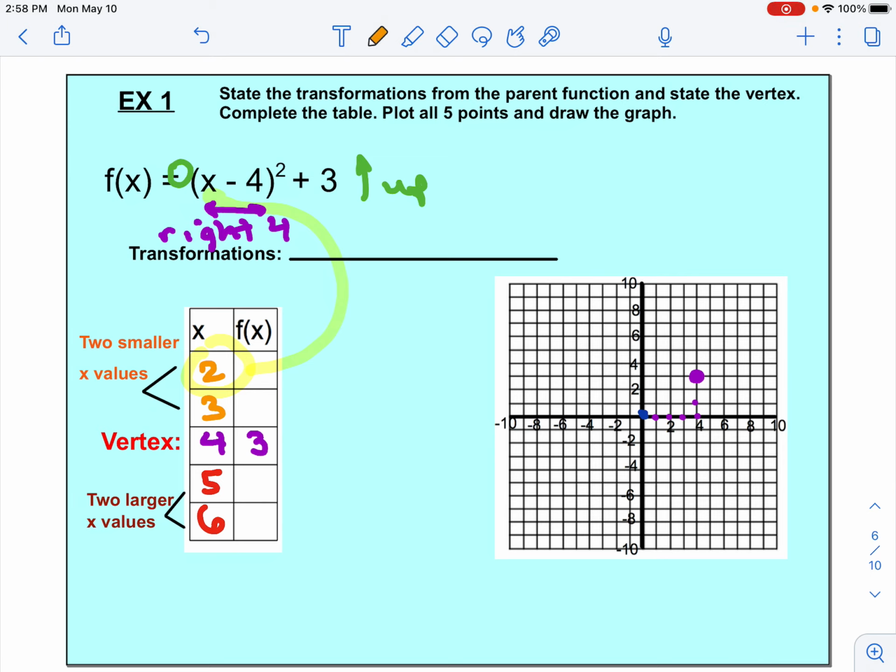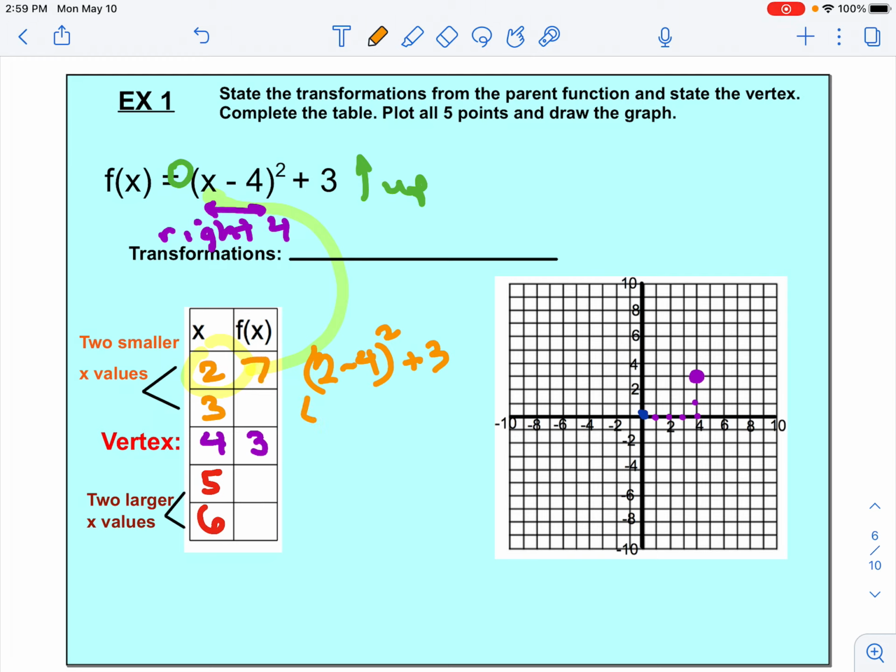So what that's going to look like is 2 minus 4 squared plus 3. Now, if you type this into your calculator exactly like you see it, you will not make as many mistakes. If you try to figure it out on your own, you might. So put parentheses 2 minus 4, and then square that, and then add your 3. And that should give you a value of 7.